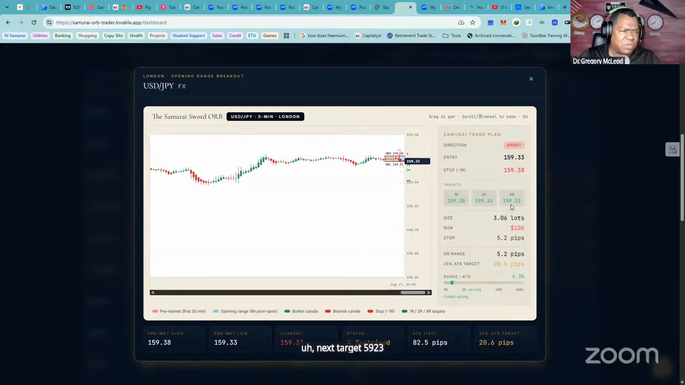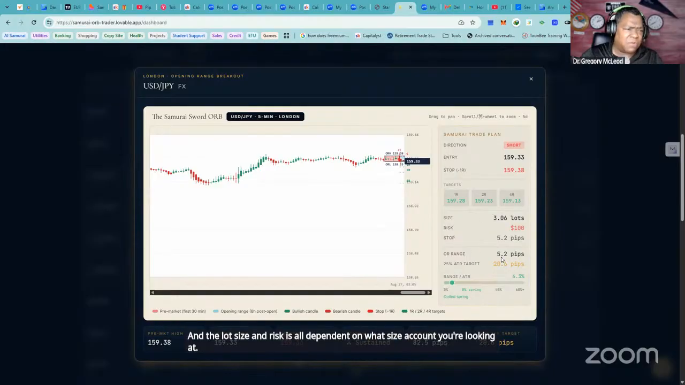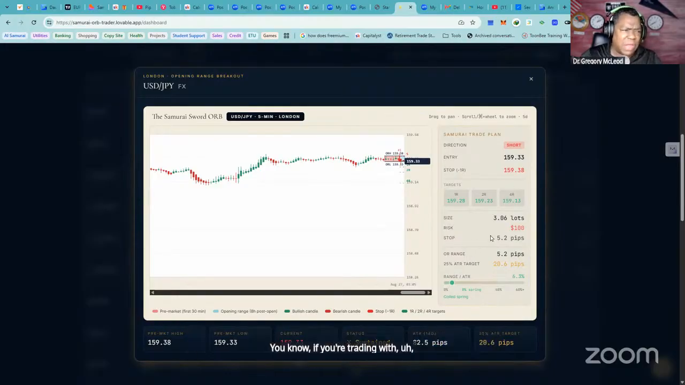And the 4R target will take us to 59.13. And the lot size and risk is all dependent on what size account you're looking at. If you're trading with a $100 account or a $50 account, you have to adjust for this, right? All right, so let's go ahead.